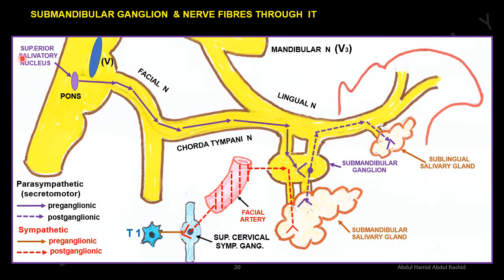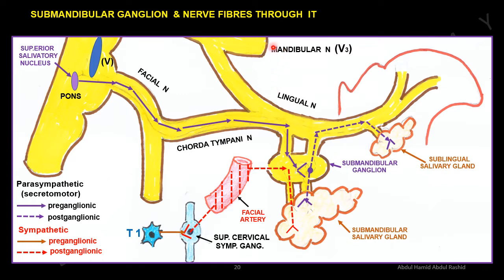Let's see the diagram. This is the submandibular salivary gland. This is the sublingual salivary gland. We are going to talk about the nerve supplies of these two salivary glands. They receive 3 types of nerve fibers: parasympathetic, that is secretomotor, sympathetic, vasomotor, and general sensory nerve supply.